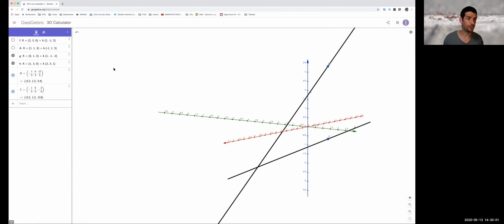GeoGebra three-dimensional graphing is pretty great. So definitely I encourage you to check it out and play with it a bit. There's other ones online too. You might find some that you find more useful for yourself, but it is a great way to start visualizing things and understanding these pictures.